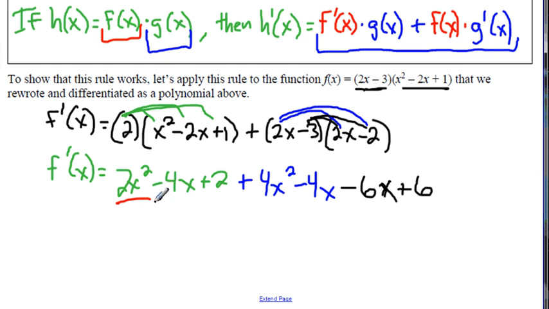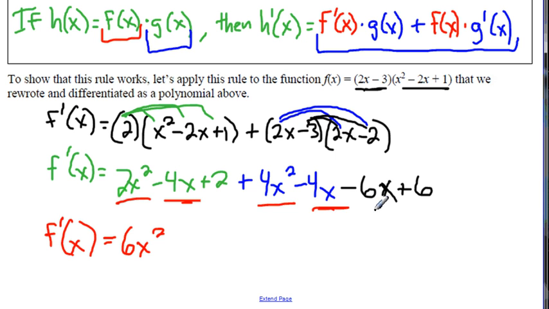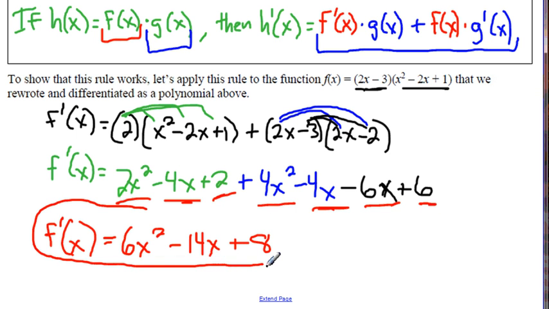So now let's combine like terms. I just distributed the 2, and then I used the distributive property for those two binomials. So the derivative of that function, 2x squared plus 4x squared, should have been equals. So combine like terms, that's 6x squared. Now I have a negative 4x, combined with another negative 4x will be negative 8x, combined with negative 6x will be negative 14x. And lastly, the constants, 2 plus 6 is 8. So using the product rule, we get that the derivative is 6x squared minus 14x plus 8.